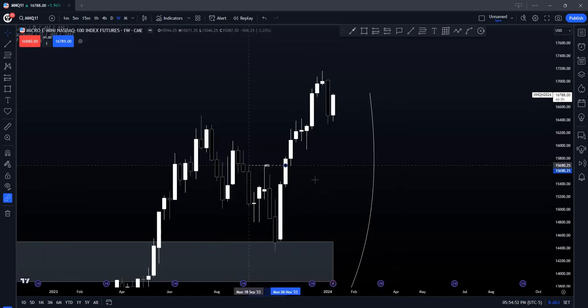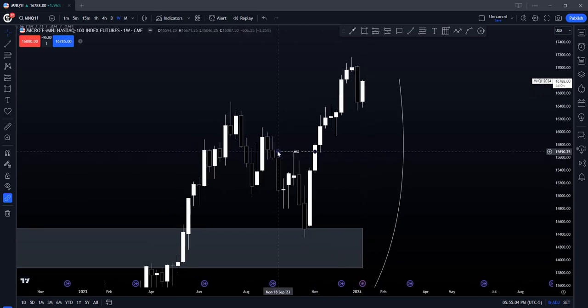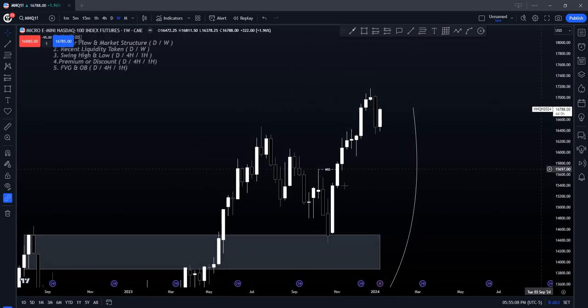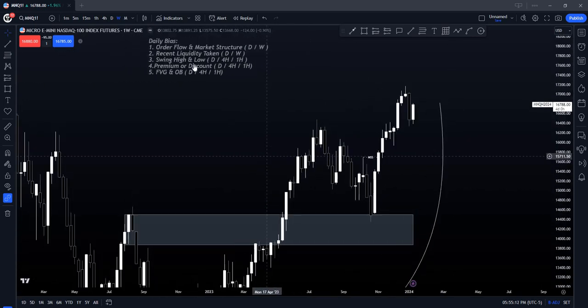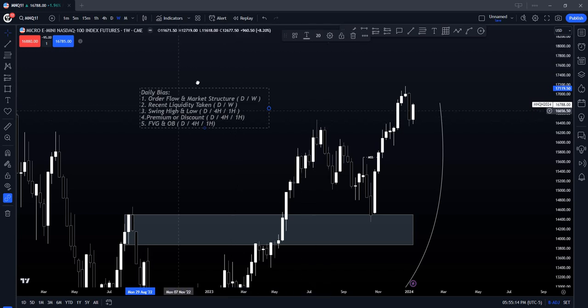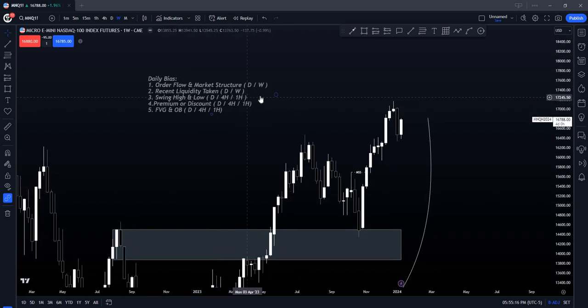So remember what a market structure shift looks like: low, high, lower low, higher high. And remember when we have that higher high, we're having displacement over the previous short-term high. So that is our market structure shift right here. This is our shift in market structure, and this is a bullish market structure shift, not a bearish one. So step one is order flow and market structure, and step one is bullish.